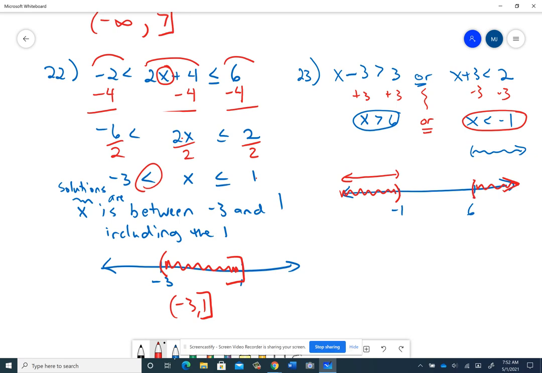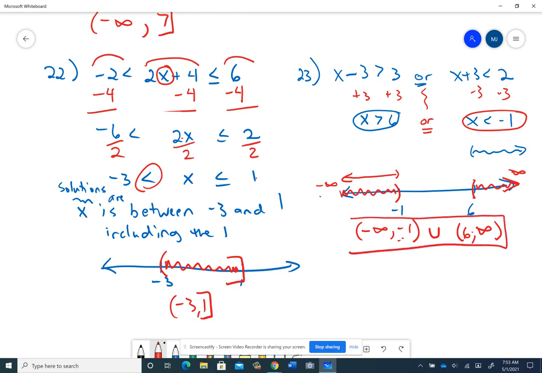Parenthesis, parenthesis. So this one is the one where you're going to have 2 different intervals. You're going to have -infinity to -1. Remember to do them from left to right. -infinity to -1. Over here, we're going to have 6 to +infinity. And there's 2 of them, so we hook them together with that union symbol. And that would be your interval notation.